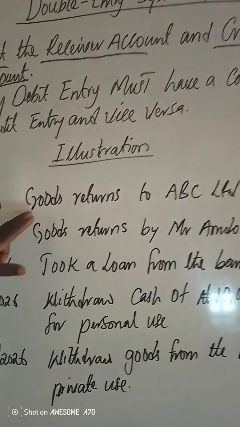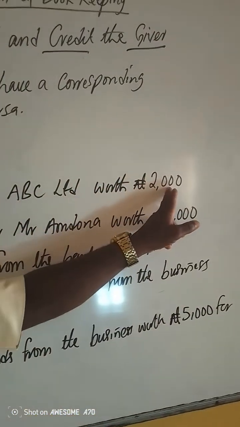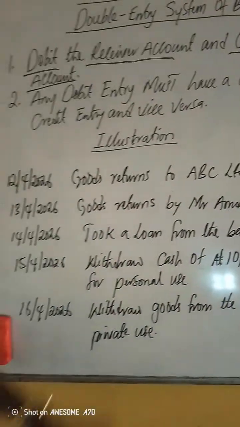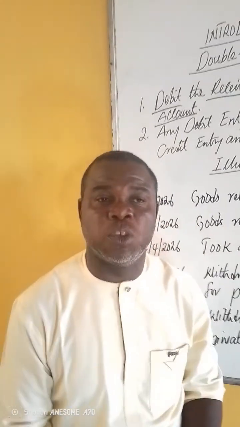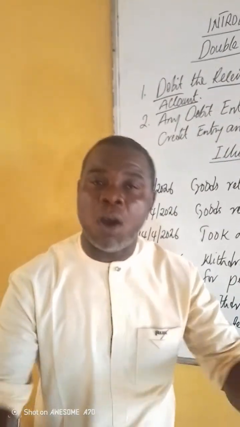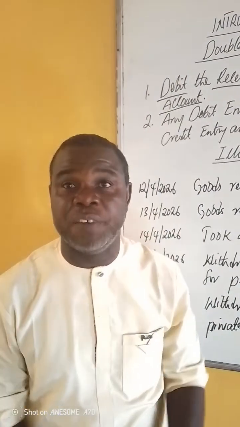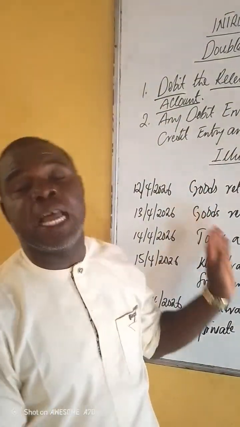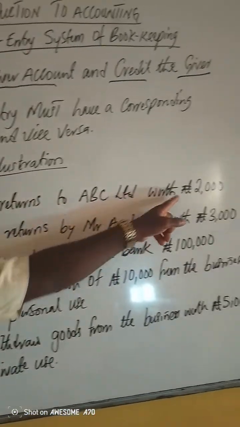On this day, goods returned to ABC Limited worth 2,000 naira. Here we are saying that debit the receiver account and credit the giver account. I'm still emphasizing the principle because it is a key that all learners will hold to be able to post any transaction on the surface of the earth, provided you understand the principle. So we are saying goods returned to ABC Limited worth 2,000.